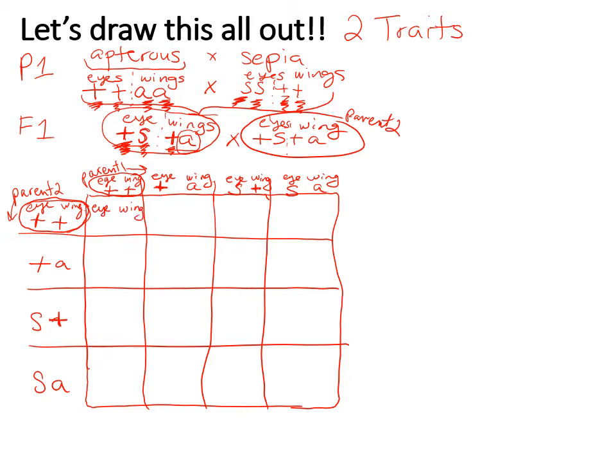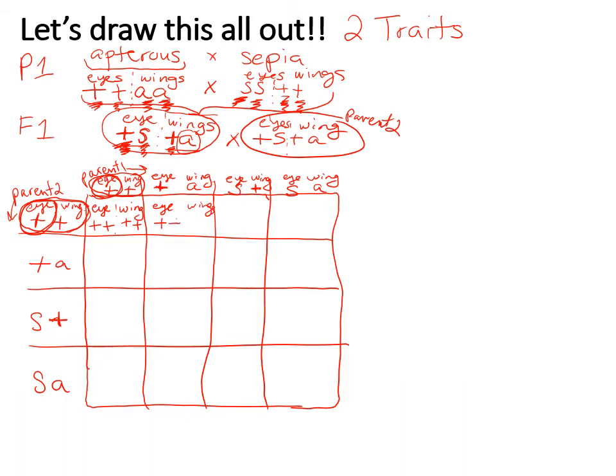And the way you figure out what's what is you combine the eye alleles first and then the wing alleles. So eyes have a plus and a plus. So that's plus plus. What do the wings have? Plus plus. And you do that for each one. You do eyes and then wings. Okay, so you keep them separate.